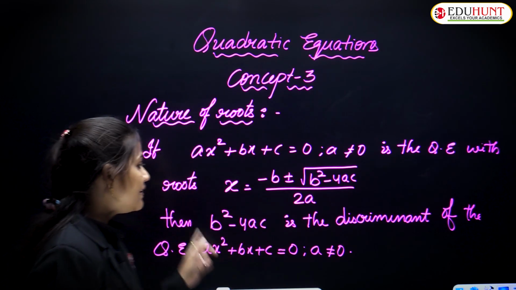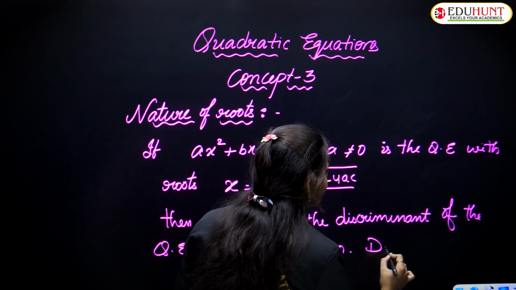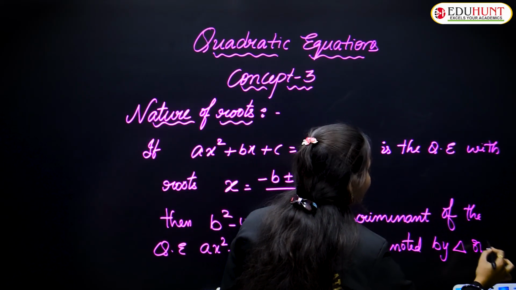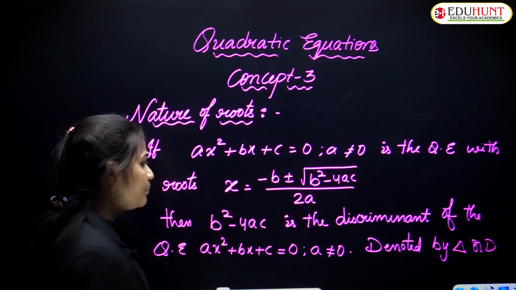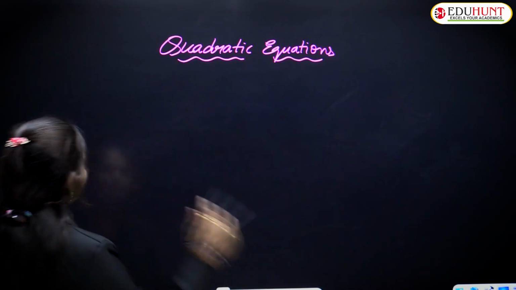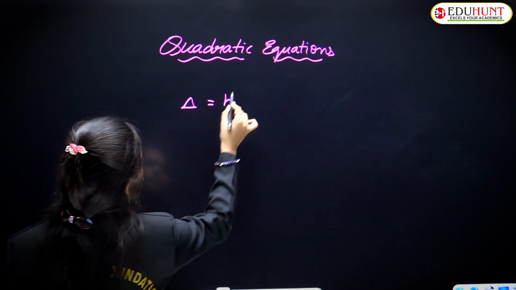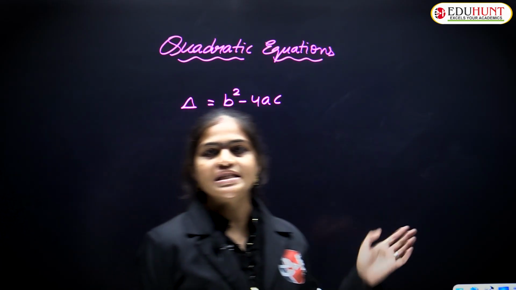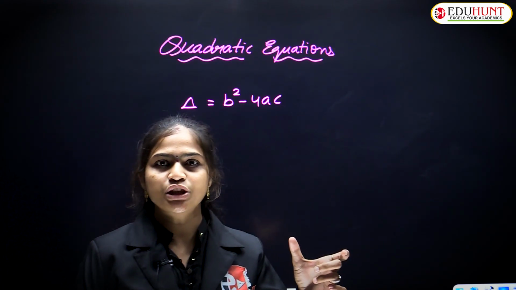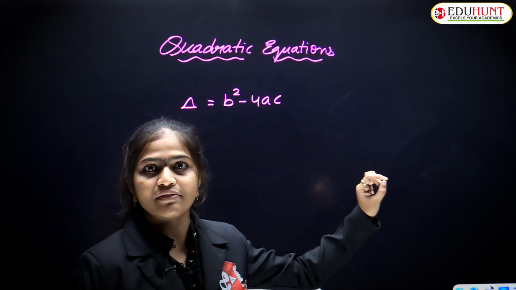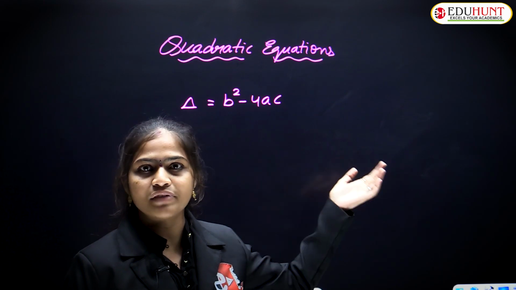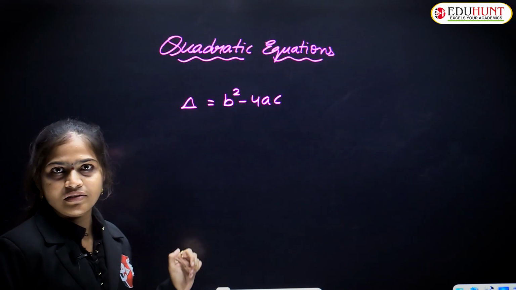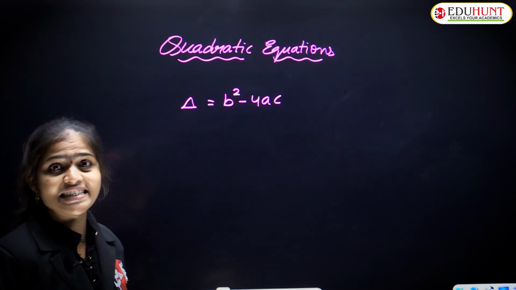Am I clear? This discriminant is denoted by delta or D. So children, see here, delta is equal to b² - 4ac. If a quadratic equation is given and they ask whether the roots of the given quadratic equation are real or not, how can we decide that?